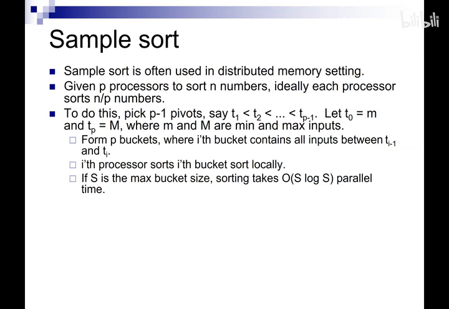Well, one thing is suppose you pick p minus 1 values. We're going to call them pivots. Let's say the values are t1 up to t of p minus 1. And then also we have two more pivot values, t0, which is equal to the minimum input value, and tp, which is the maximum input value. Now we're going to use these pivots to form p buckets, where the ith bucket contains all of the inputs between t of i minus 1 and ti. Let's say that you have a bunch of numbers here.